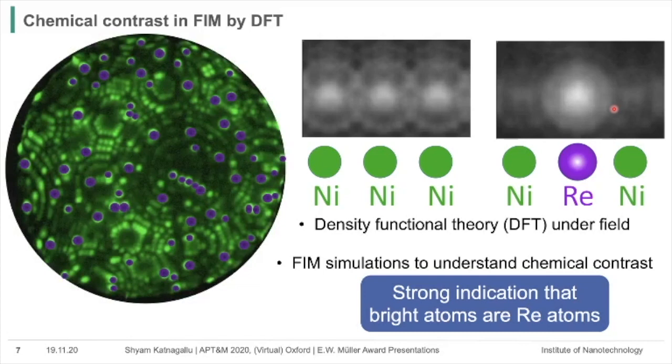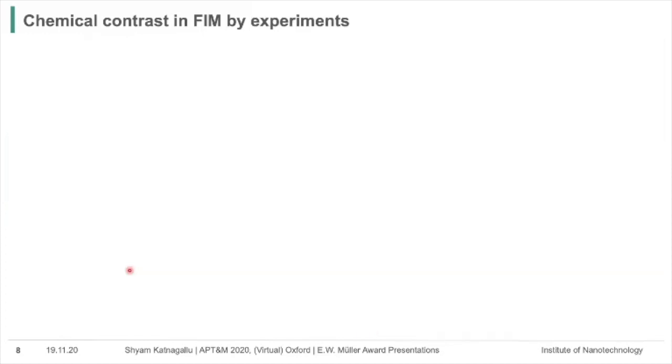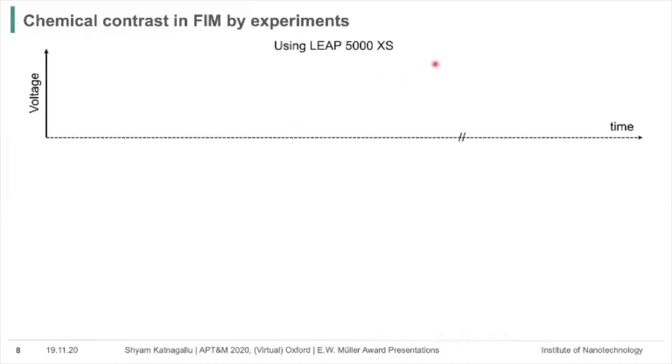So these simulations strongly indicate that these bright atoms could in fact be rhenium atoms. However, the contrast in field ion microscopy can also change because of local topological changes. So we wanted to confirm this contrast experimentally. In order to do that, we used our LEAP 5000 XS, which is our atom probe, which can be switched between field ion microscopy mode and atom probe tomography mode in the same instrument.